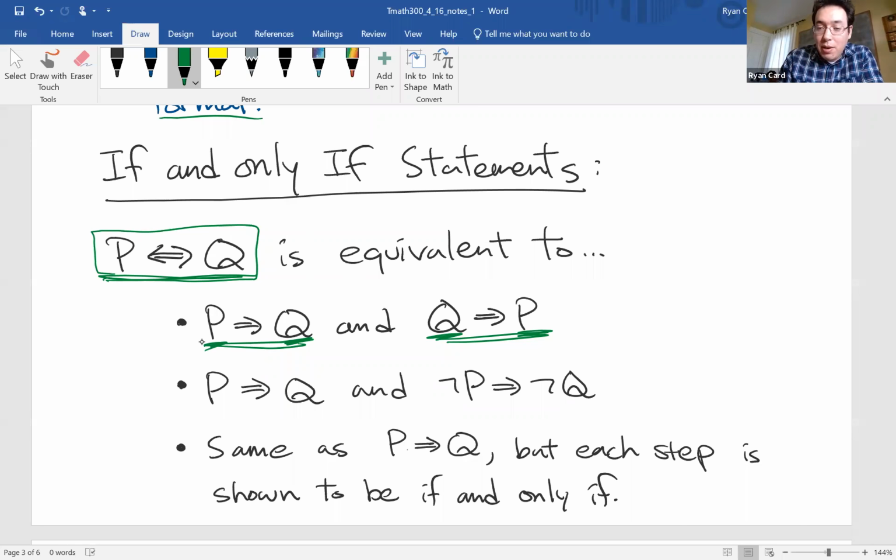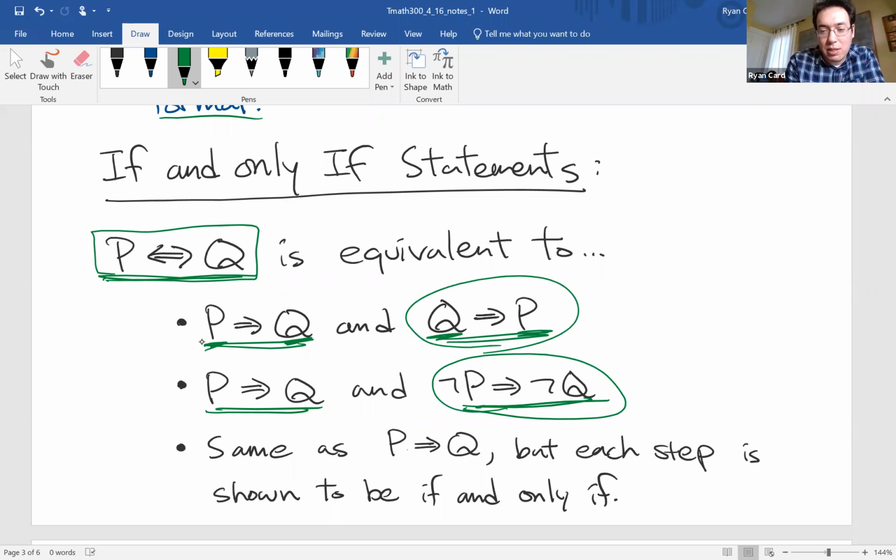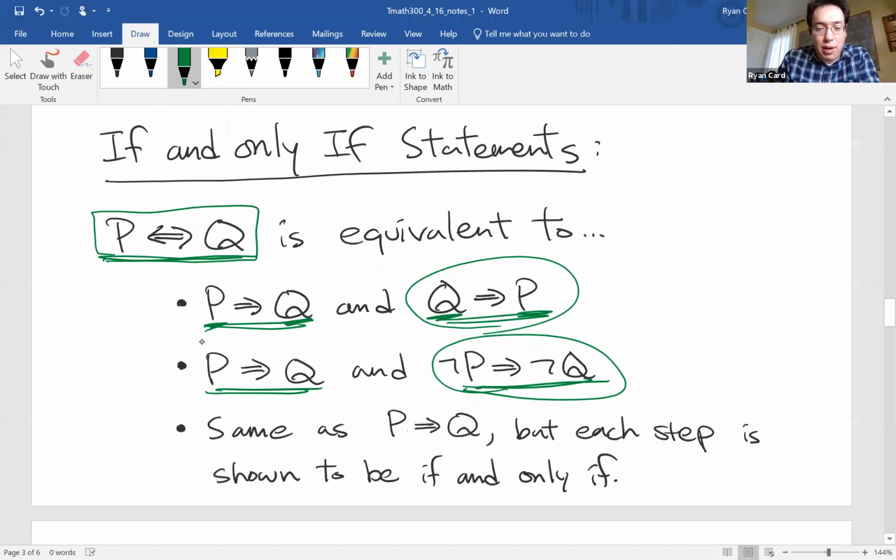Another way to go about it, which is equivalent, is to go forwards, but also the negation goes forwards. So P implies Q, and not P implies not Q. So this is the contrapositive of this statement. So these two are equivalent. So you could do either of these things. They're both fine.